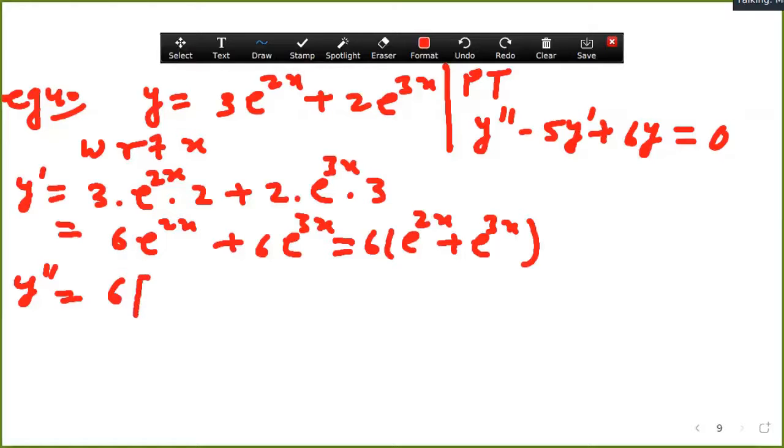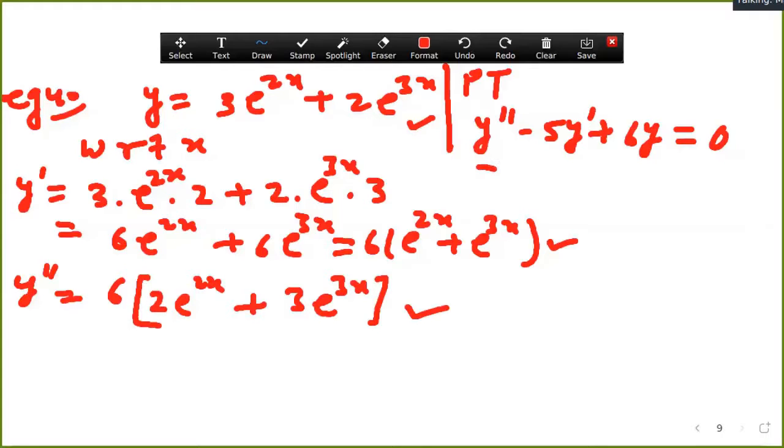6 as it is, taking outside, the derivative of e to the power 2x is 2 into e to the power 2x, and 3 into e to the power 3x. You will get it like this. Now you have to put the values of the second derivative, first derivative and y in the equation, in the left hand side. When you put the values in the left hand side, what will you get?